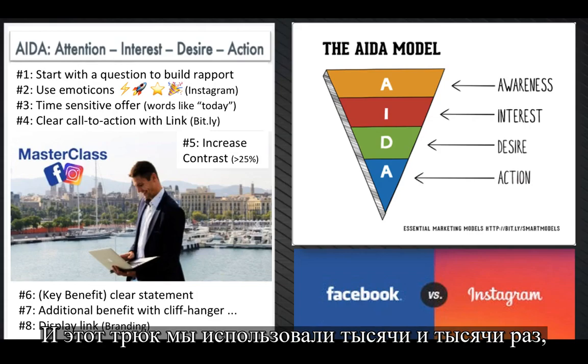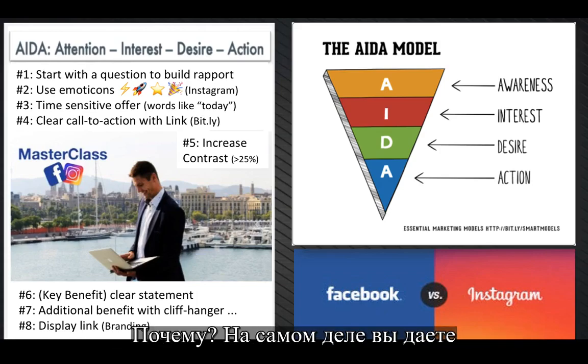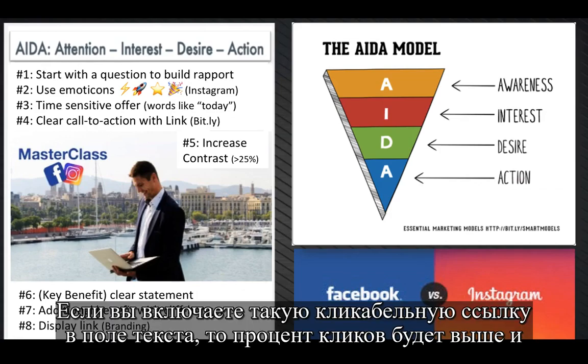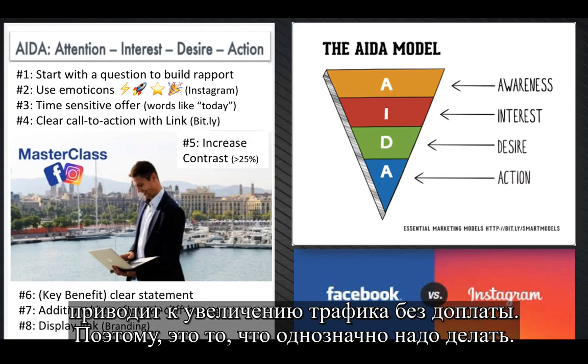And that is a trick that we have tested hundreds and thousands of times, and it always gets better click-through rates. Why? Well, basically you give them more opportunities, more options to click somewhere on the ad, and if you include this clickable link already in the copy, your click-through rate will be higher. And as we pay per 1,000 impressions usually, a higher click-through rate results in more traffic for the same price. So that's something that you should definitely do.